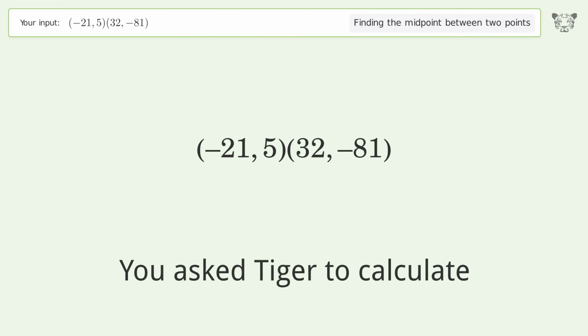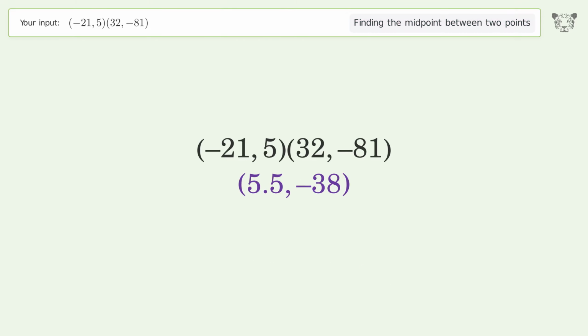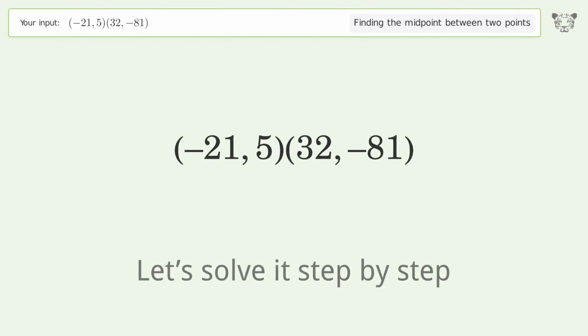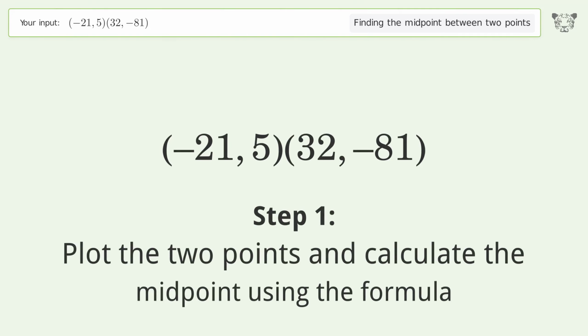You ask Tiger to calculate. This deals with finding the midpoint between 2 points. The midpoint between the 2 points is 5.5, -38. Let's solve it step by step. Plot the 2 points and calculate the midpoint using the formula.